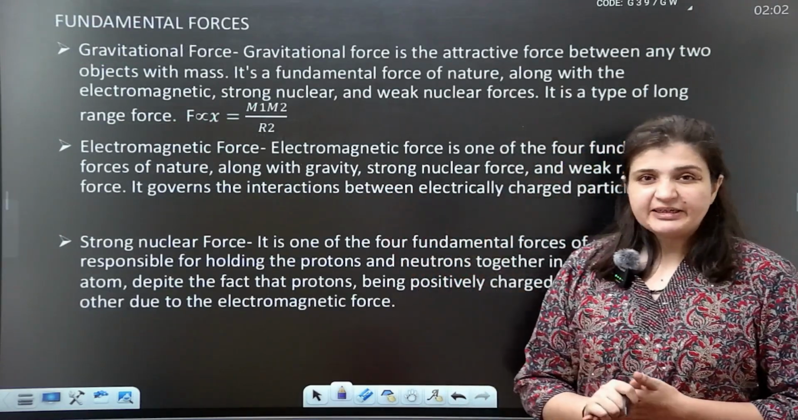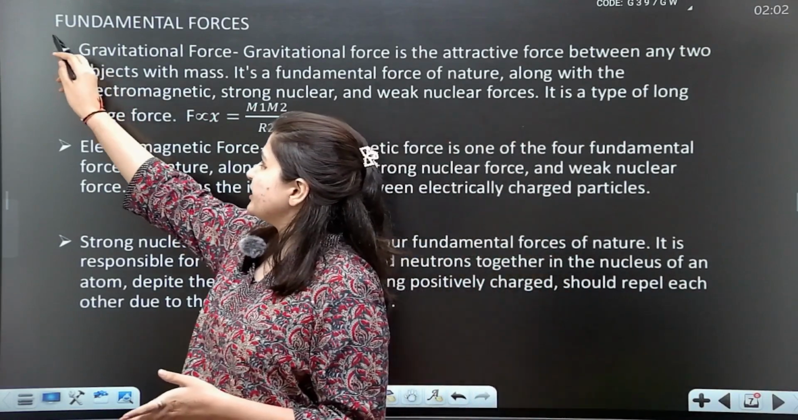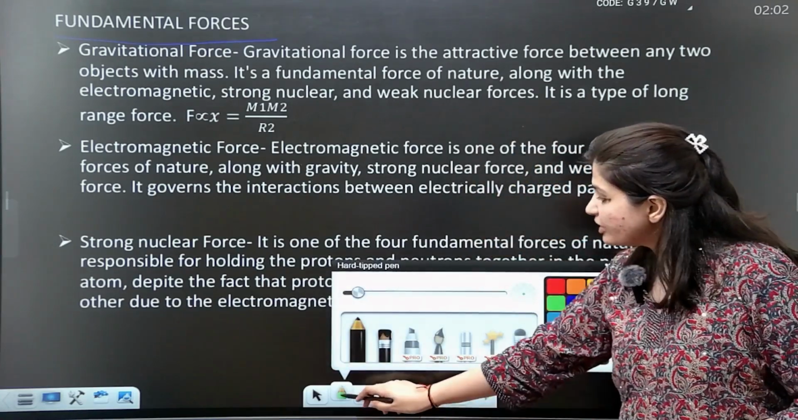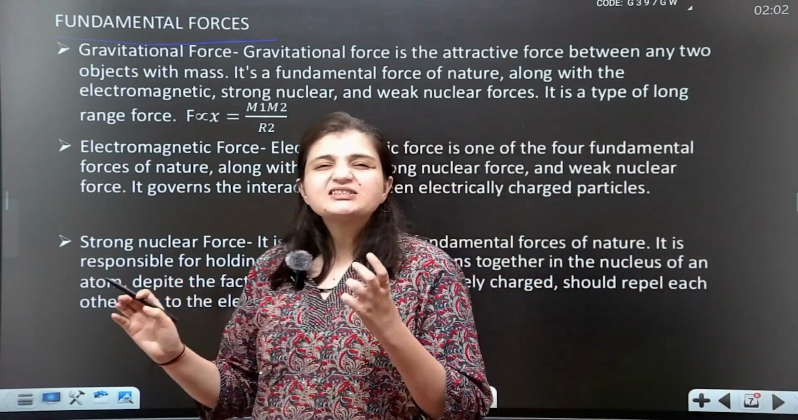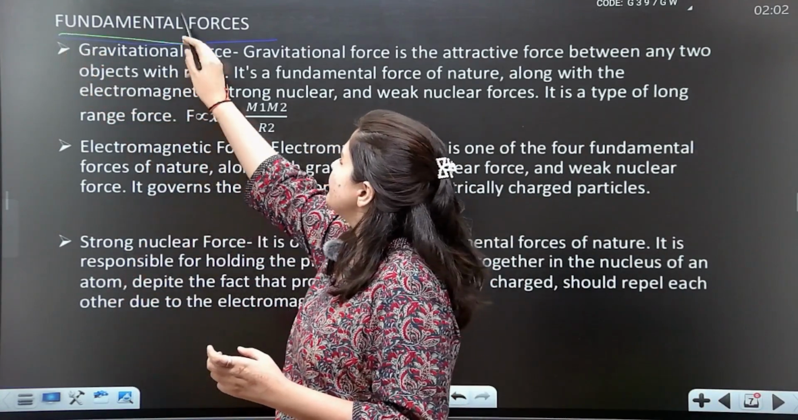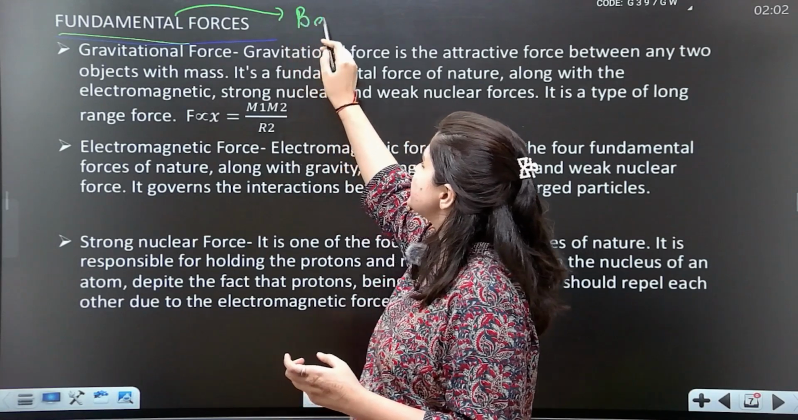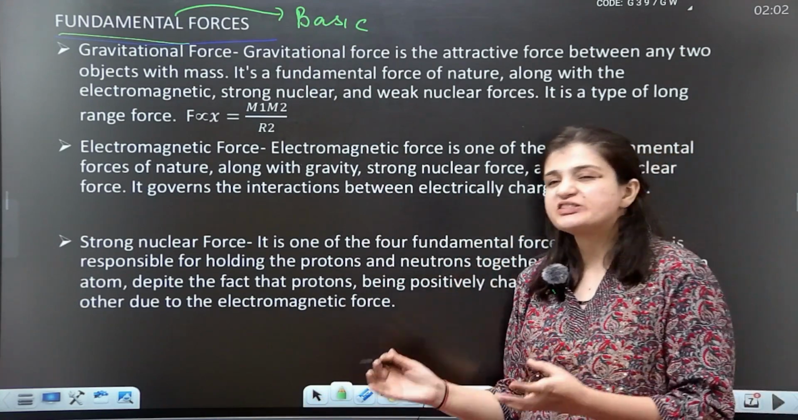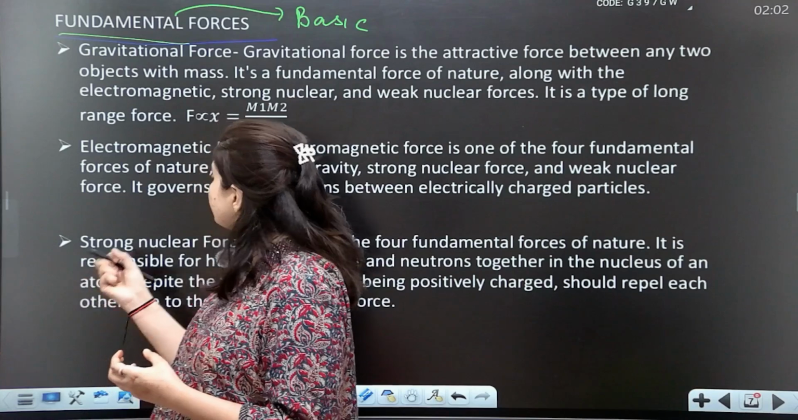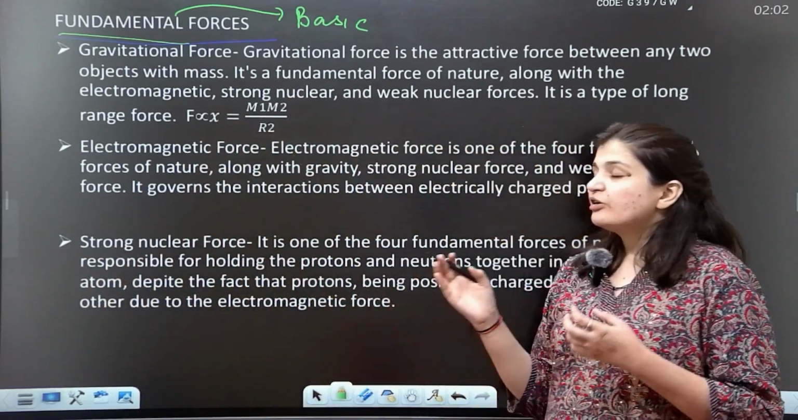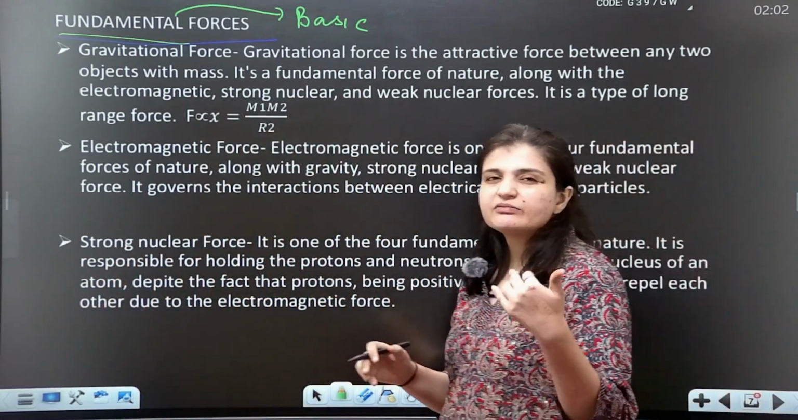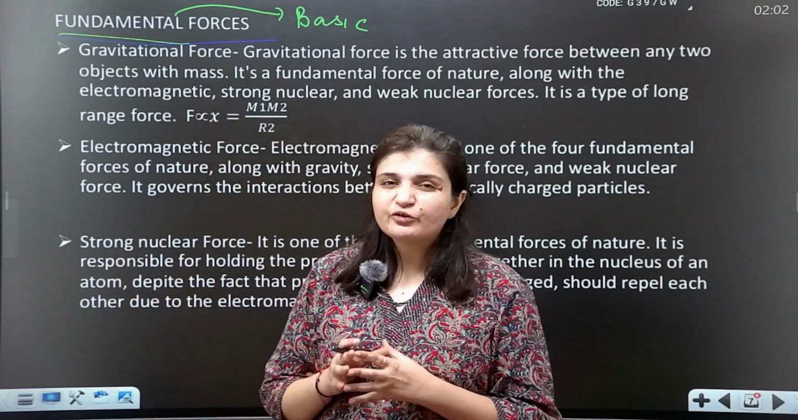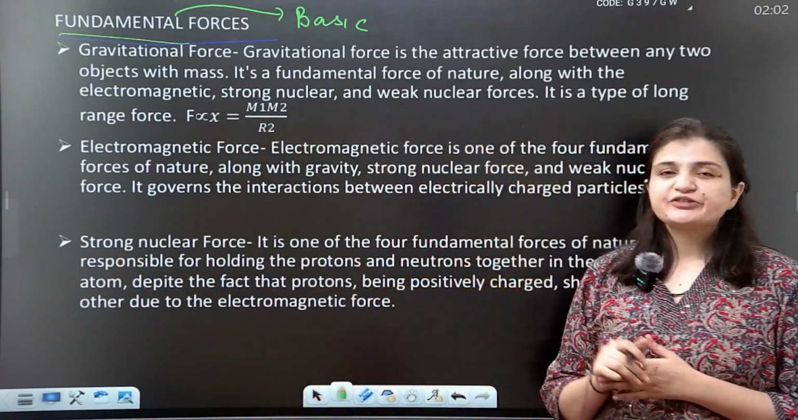Now fundamental forces. Let's get much deeper into physics, where we study about the fundamental forces. So what is a fundamental force? Fundamental means basic forces, certain basic forces which we have in physics. So we have the gravitational force, the electromagnetic force, the strong nuclear force, and the weak nuclear force. These are all the four fundamental forces in physics.